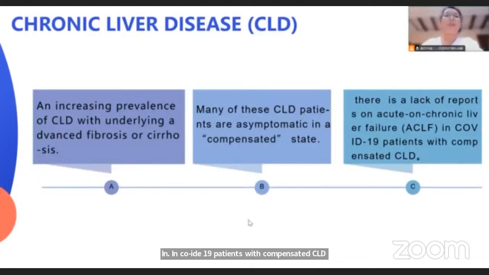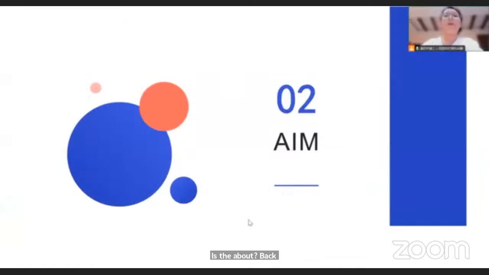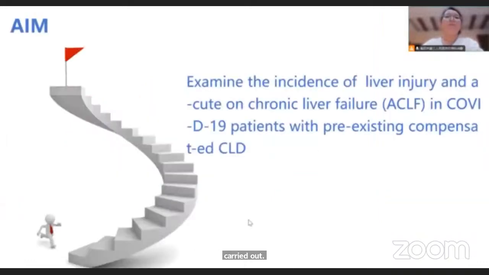Based on the above background, this study was carried out. The purpose is to examine the incidence of liver injury and ACLF in COVID-19 patients with pre-existing compensated CLD. Research methods.